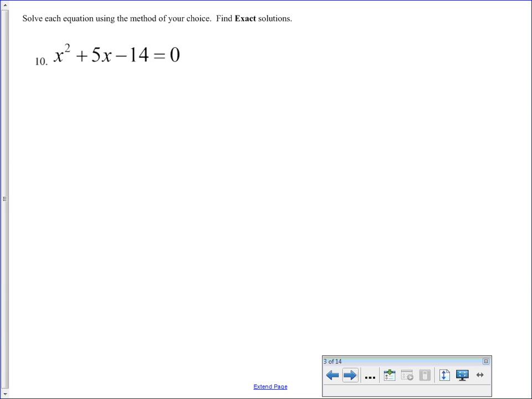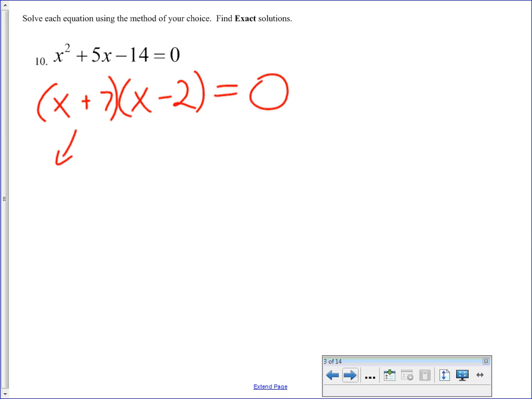Hold on, I need to reset the graph on my calculator here real quick. All right, and what we will see is that it intersects neatly through two integers, and so that means it's probably factorable. And clearly it's factorable because it's x plus 7 times x minus 2 equals 0.